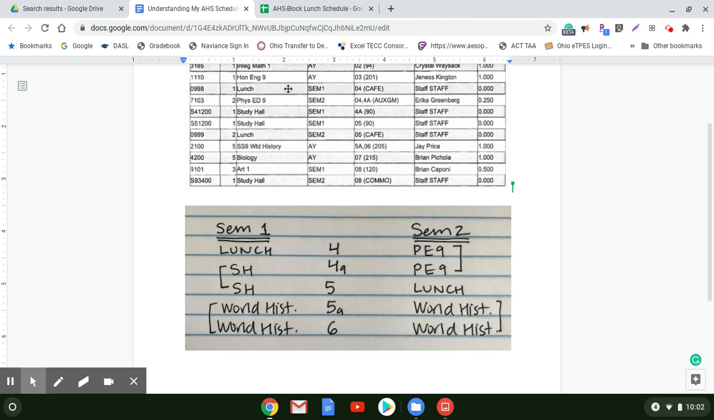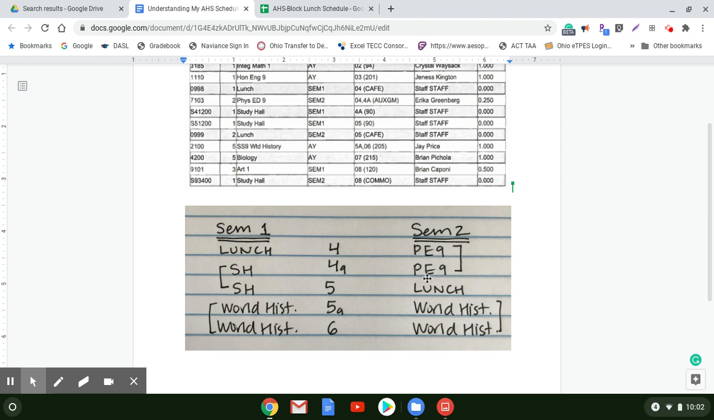I can see that there's lunch during semester one, fourth period. So I'm only going to write that in the semester one column. I can see that phys ed happens in semester two during the 4A period. So I'm going to write that down under 4 and 4A, understanding that I stay in PE for that entire block of time.